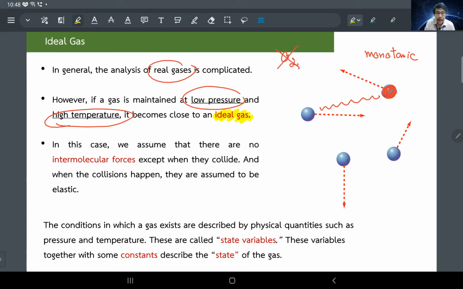The good thing about having an ideal gas is we assume that the atoms or molecules in this gas will not interact with each other at all. So we assume no intermolecular forces. There are no intermolecular forces, so forget about van der Waals forces, forget about ionic bonding, forget about covalent bonding. We assume that it's a single particle running freely without any influence from neighbor atoms.